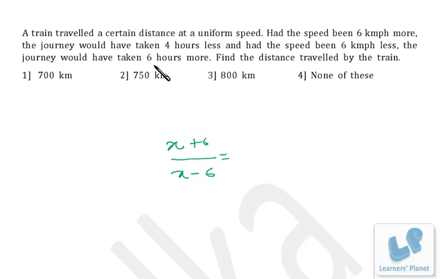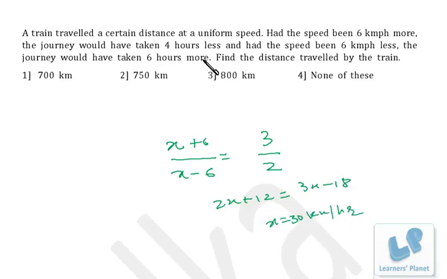Now in the first case, time is 4 hours less, and in the second case the time is 6 hours more. Obviously speed and time are inversely proportional to each other, right? So this ratio of speed will be the inverse of this, so that is 6 by 4, or I can say 3 by 2. Okay, so 2x plus 12 is equal to 3x minus 18, right? So here x is 30, that means 30 km per hour. It is the uniform or initial speed, or maybe we can say the normal speed, right?